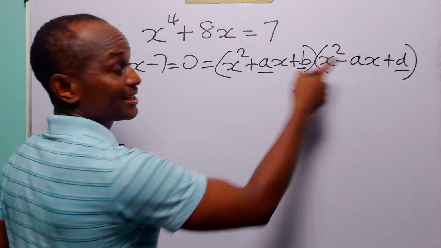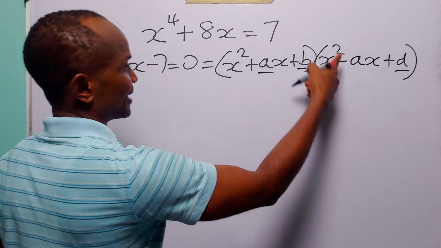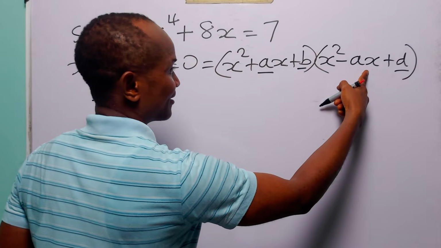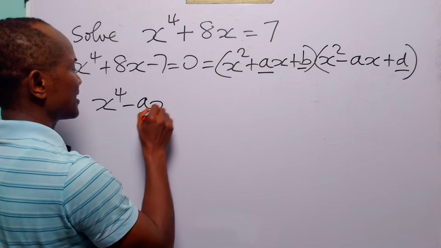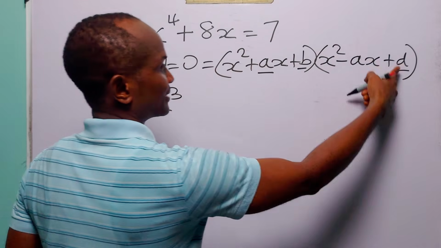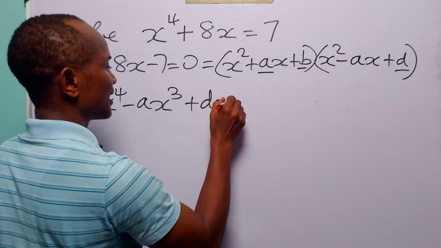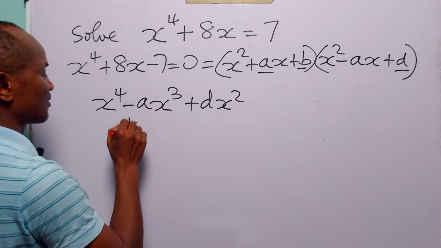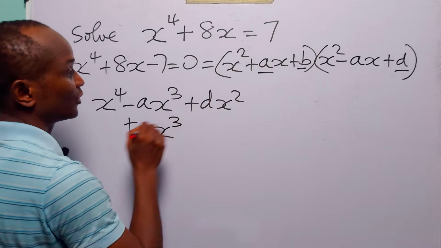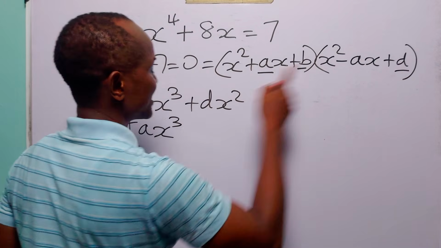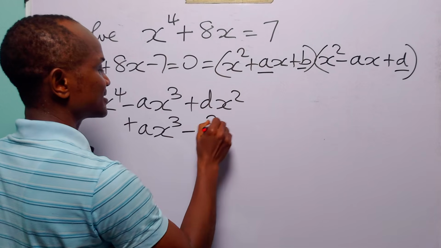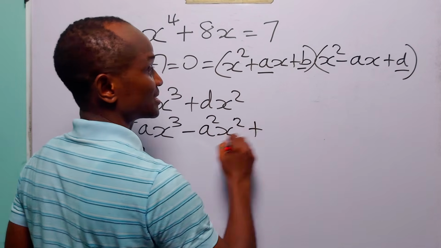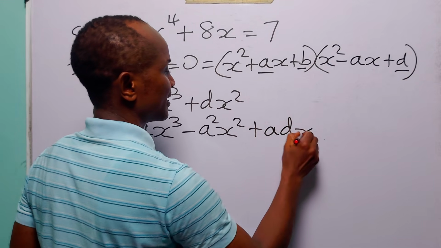Let us start by multiplying these two factors. X squared times x squared is x raised to power 4. X squared times minus ax is minus ax cubed. X squared times d is dx squared. Ax times x squared is going to give us plus ax cubed. Ax times minus ax is going to give us minus a squared x squared. And ax times d is going to give us plus adx.